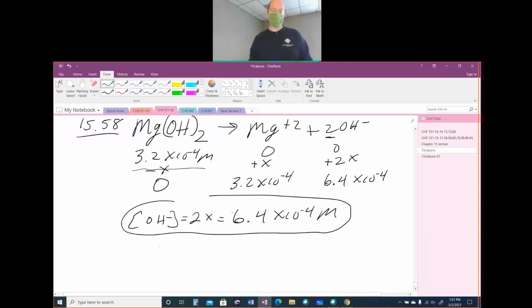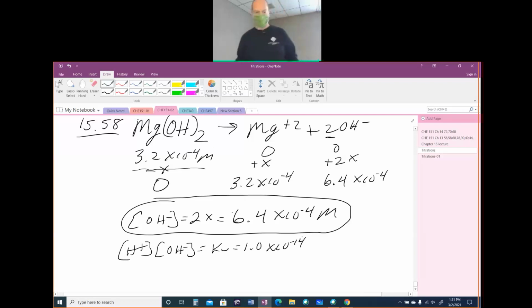And then it asks for the H plus concentration. So you know that your H plus concentration times your OH minus concentration equals the Kw, which is a constant 1.0 times 10 to the minus 14. So when you take your 1.0 times 10 to the minus 14 and divide by your concentration of OH minus of 6.4 times 10 to the minus 4, you get an H plus concentration of 1.6 times 10 to the minus 11.